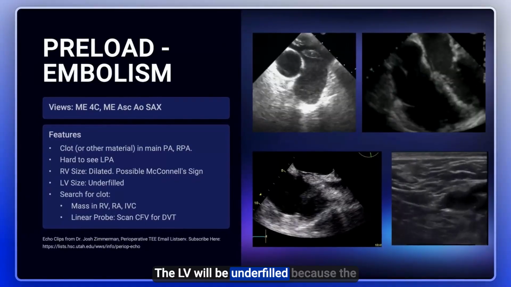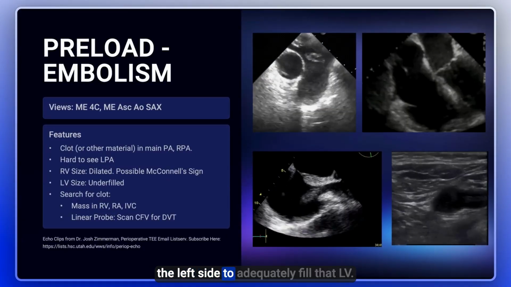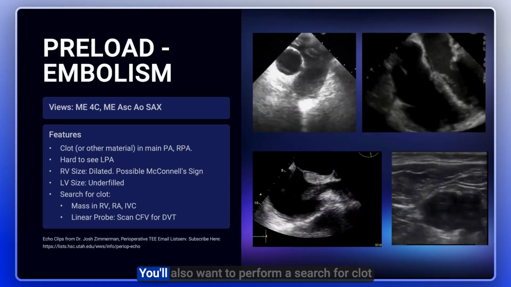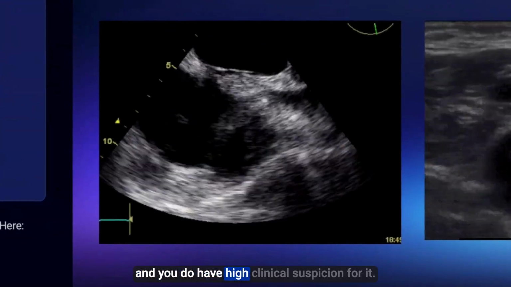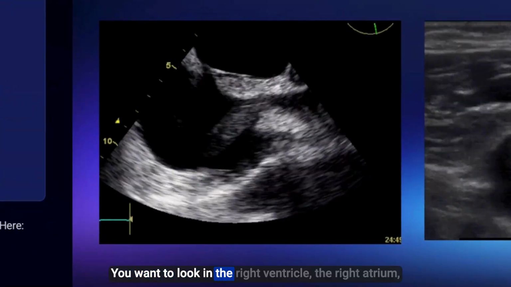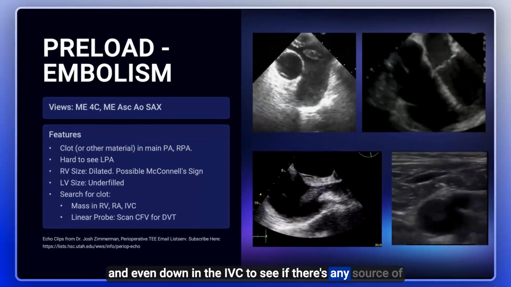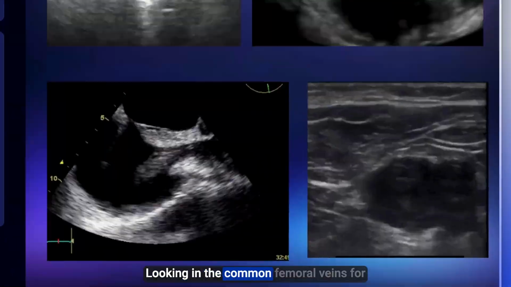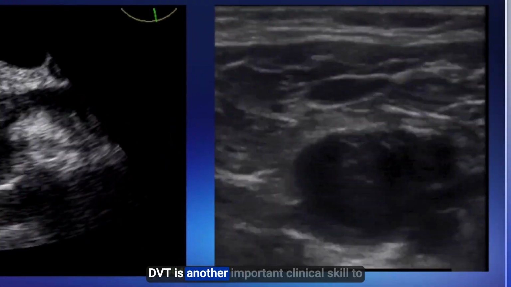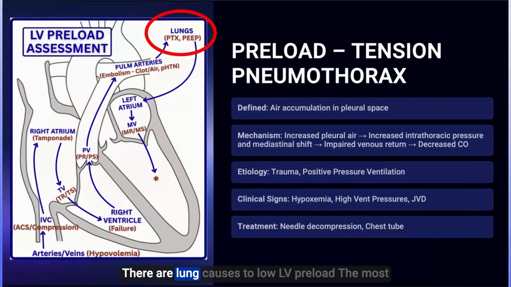The LV will be underfilled because the RV failure will fail to send blood over to the left side to adequately fill that LV. You'll also want to perform a search for clot. If you don't see it in the pulmonary arteries and you do have high clinical suspicion for it, you want to look in the right ventricle, the right atrium, and even down in the IVC to see if there's any source of thrombus that could have caused a pulmonary embolism. Looking in the common femoral veins for DVT is another important clinical skill to have that can be very easily performed.